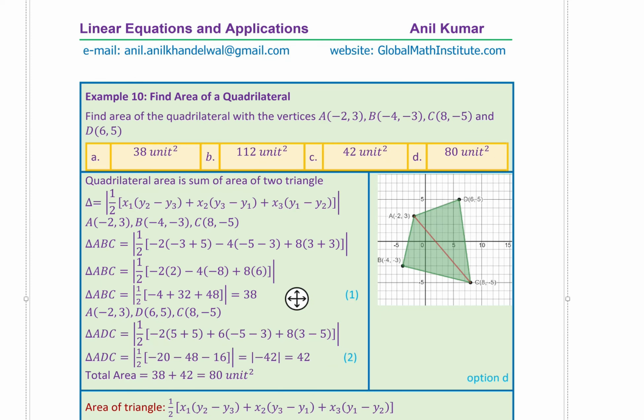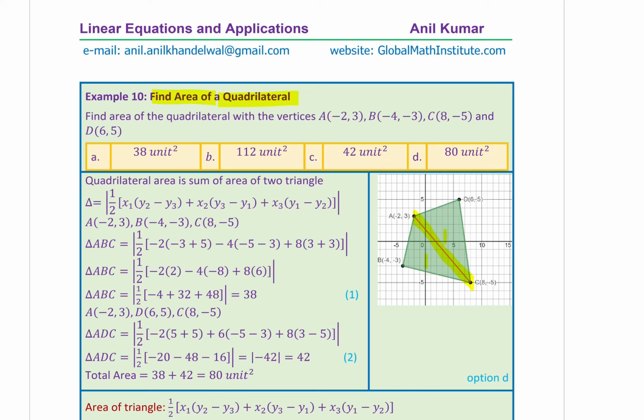The last example which I have taken here is based on the area of a triangle. So what we did was we took a quadrilateral. In a quadrilateral we divided that into two triangles and applied the formula. The question here is to find the area of the quadrilateral with the vertices given to you, right? So basically we have two triangles here.